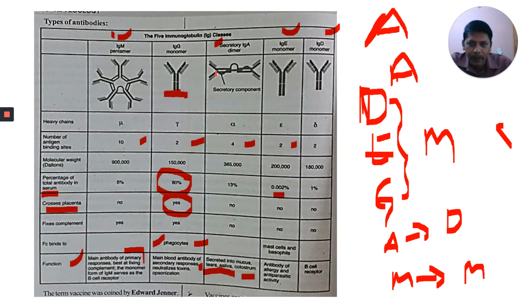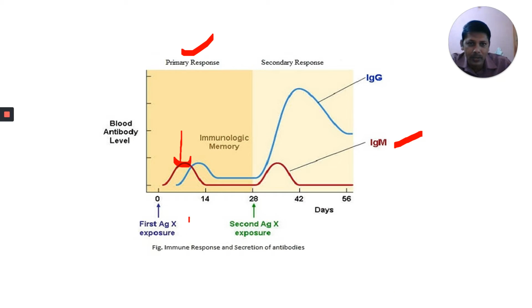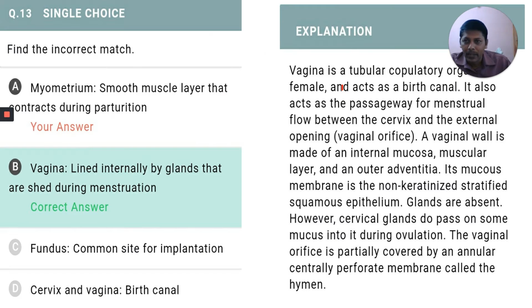You can observe here secondary responses, which neutralize the toxins and carry out opsonization. In that process, what is involved is the IgG. Okay, that's about the 10th bit. Now come to the 13th one.